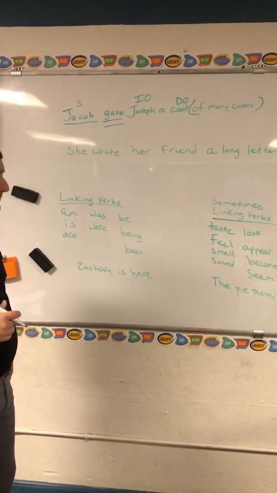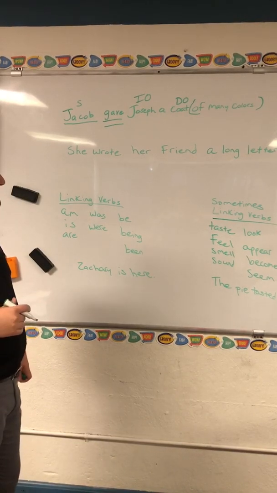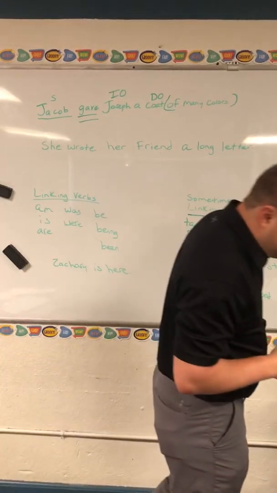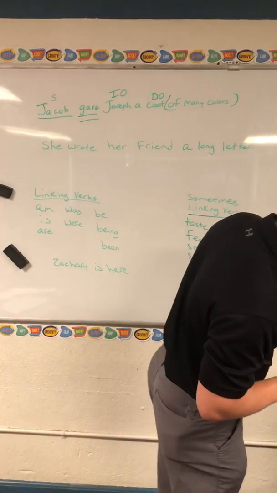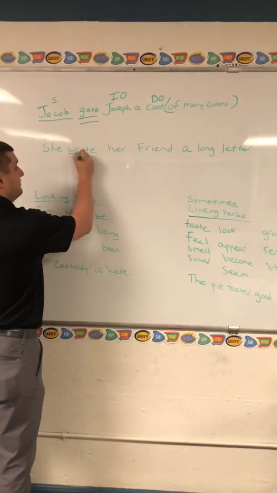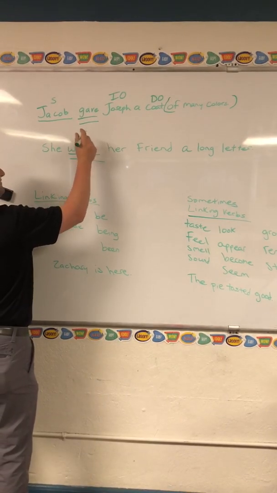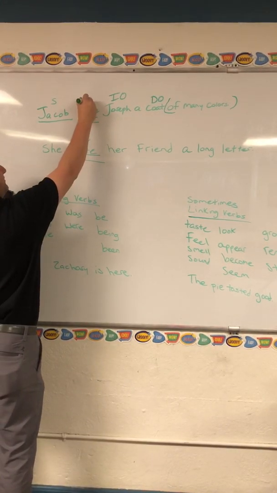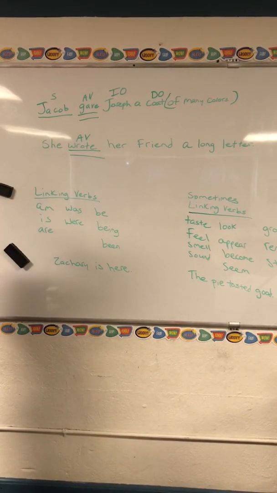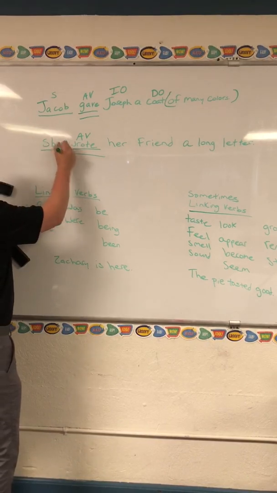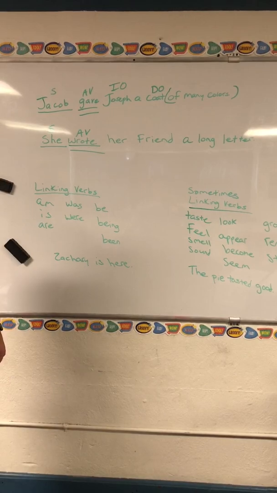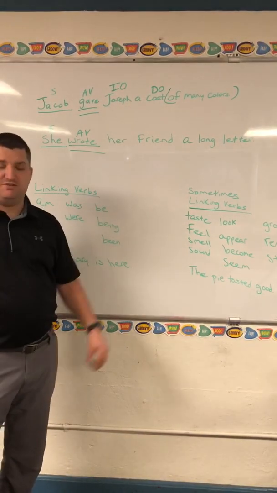Okay, we'll do another one. She wrote her friend a long letter. First you have to find your verb. Wrote is your verb, so underline it twice and put AV, the same as the one above. It shows an action verb. Who wrote? She. So she is your subject. Now see if there are any prepositional phrases. There are not any prepositional phrases.